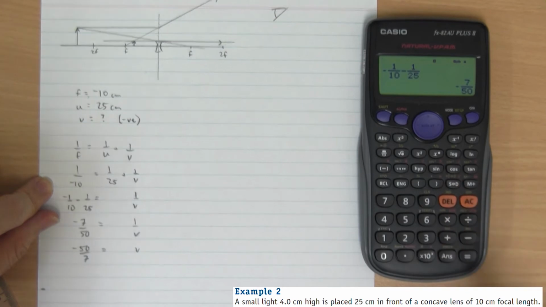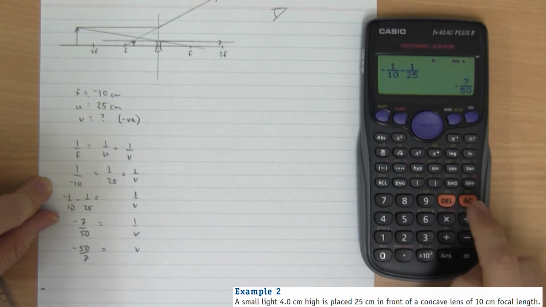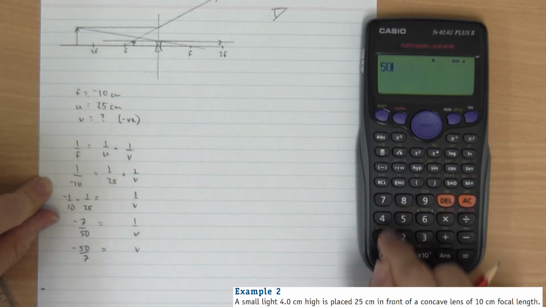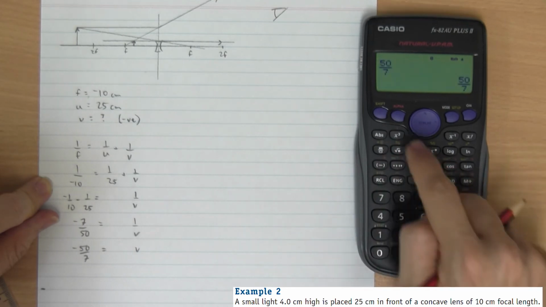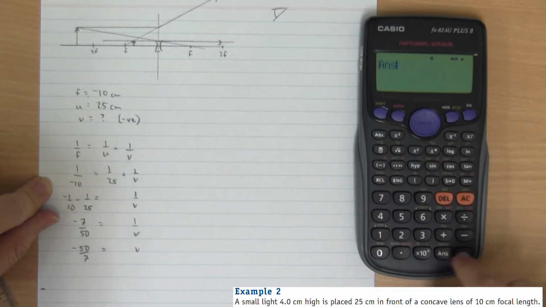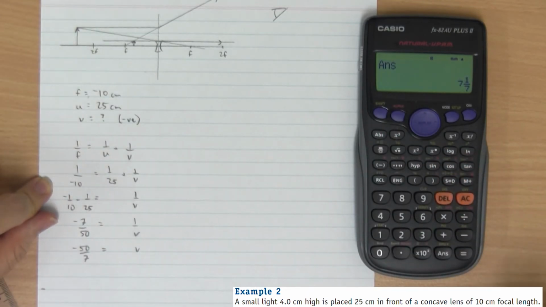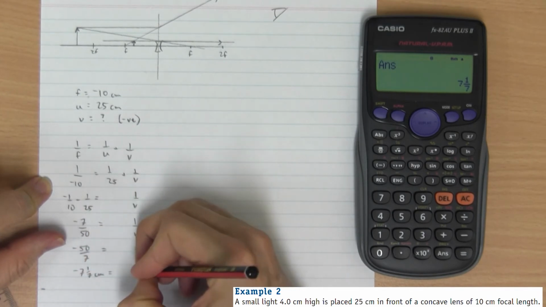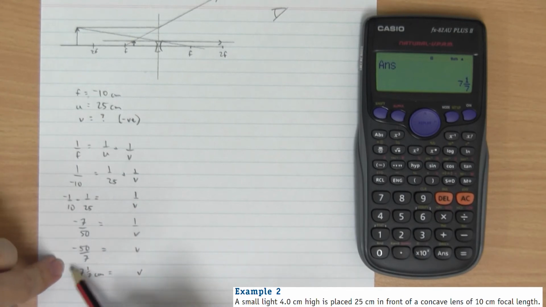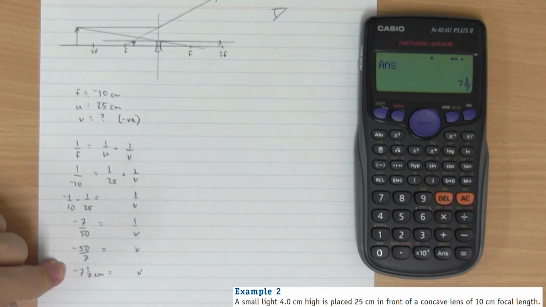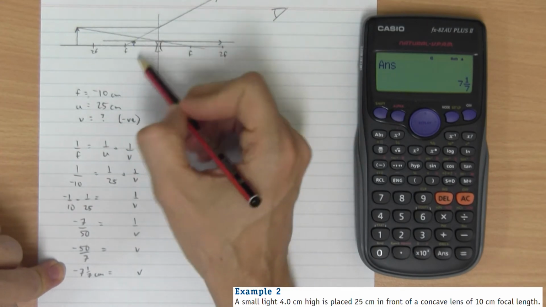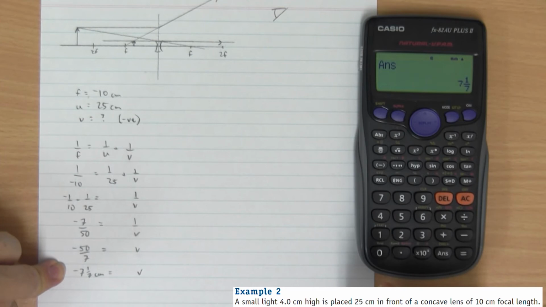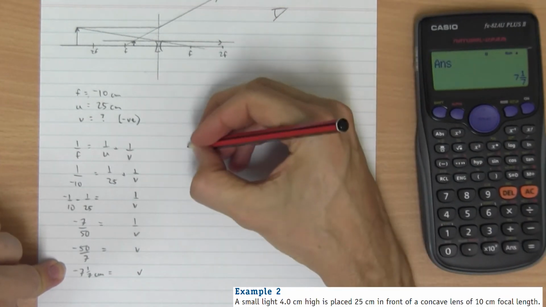Whoops. Why are you not doing that for me? Oh, that's why. 50 on 7 is 7 1/7. Negative 7 1/7 centimetres. Now, this is negative, which means I'm going to have an upright virtual image, which is exactly what I expected from my diagram. So let's work out the size.